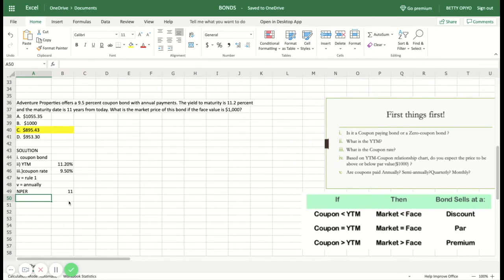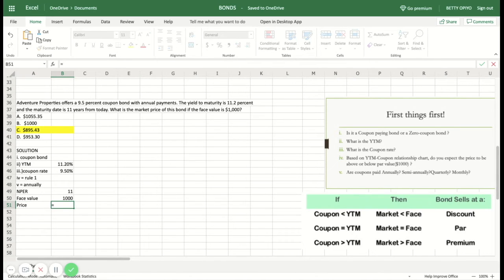We have the YTM, and then the face value is given. So we need that too. Face value, which is also the par value. So that's given as 1,000. Okay, so now we need to calculate the market price, because the question says what is the market price of this bond if the face value is 1,000. So we need to calculate the price.